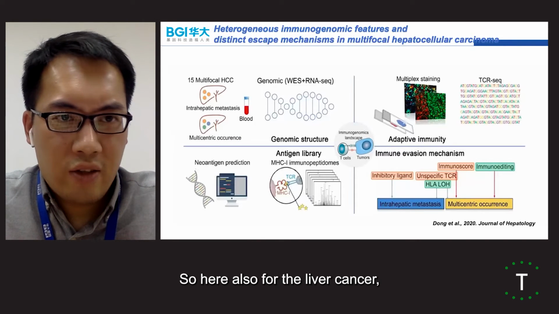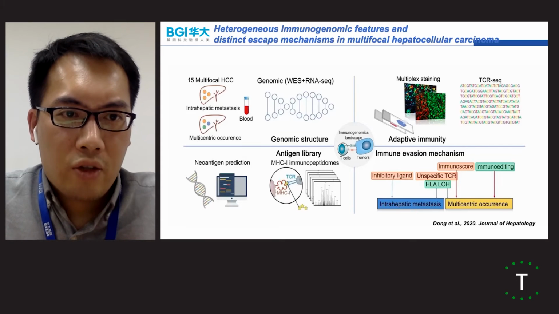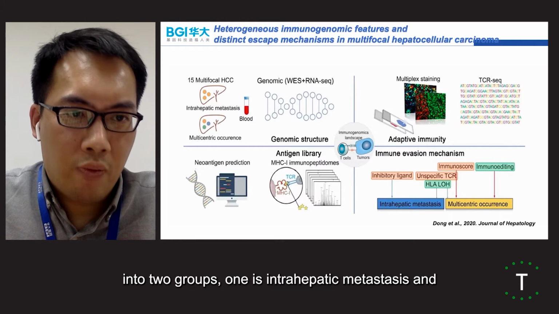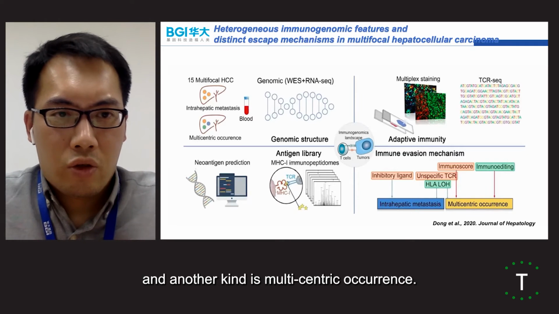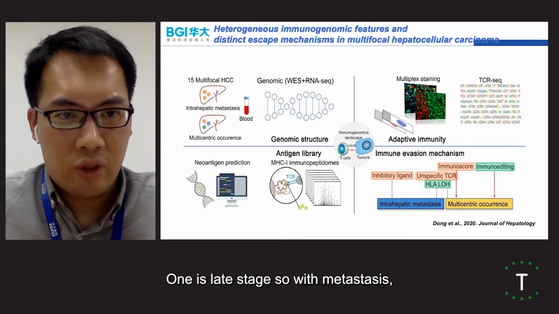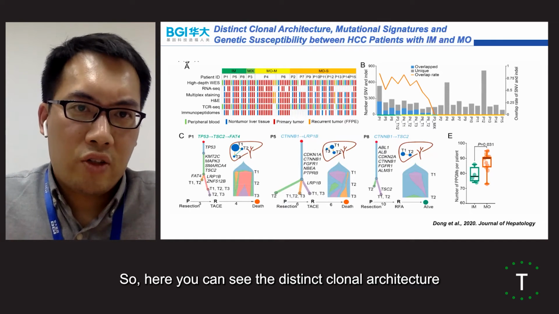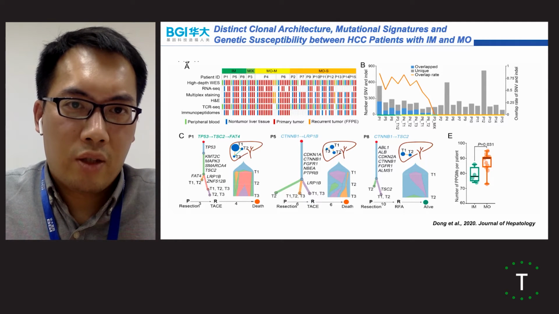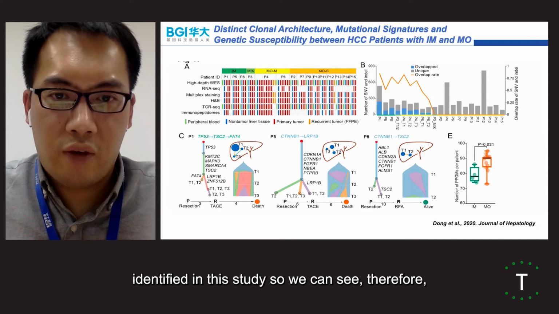Here, also for liver cancer, we set up this project to study multifocal HCC. Multifocal HCC can be classified into two groups. One is intrahepatic metastasis, and the other is multicentric occurrence. This represents different kinds of patient groups. One is late stage with metastasis, but the other group is at a very early stage. You can see that distinct clonal architectures, mutational signatures and genetic susceptibilities between these two kinds of patients have been identified in this study.